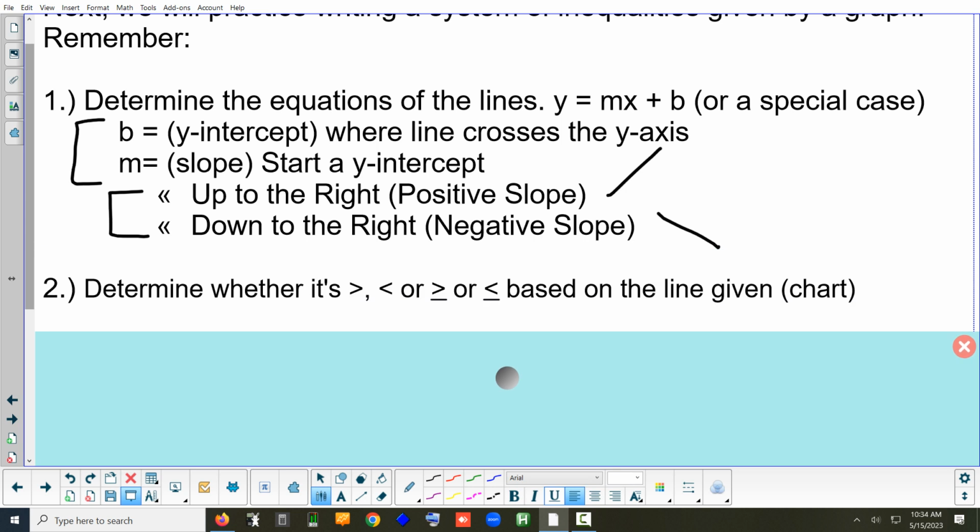And then the last step, when you're writing your inequality, is you look at two things. If the line is solid or dotted, that's going to tell you something. And then if you shade above or shade below, that's going to tell you something else. So those are the two things you have to look at. Is it solid or dotted in step 2? Did you shade above or did you shade below? And the chart that you guys already filled out is going to help you to get that in.